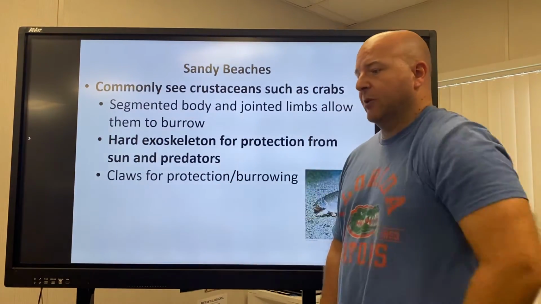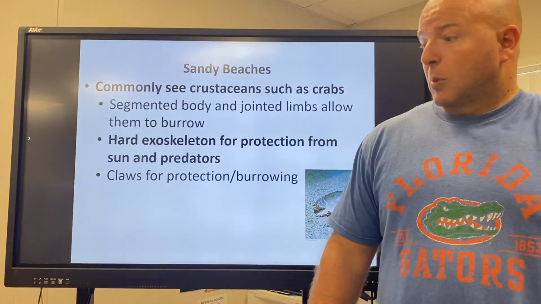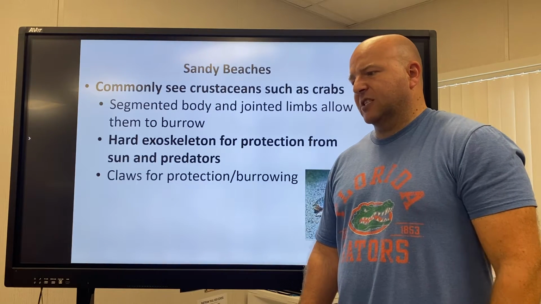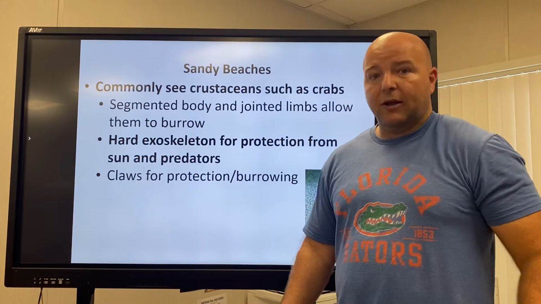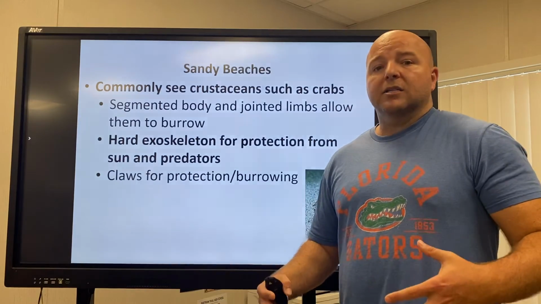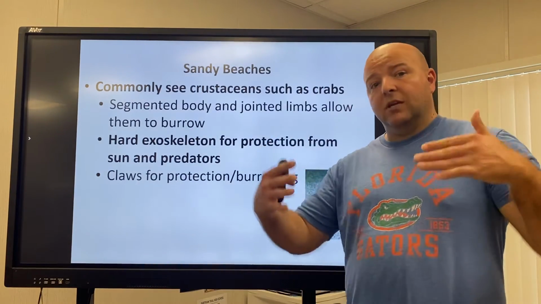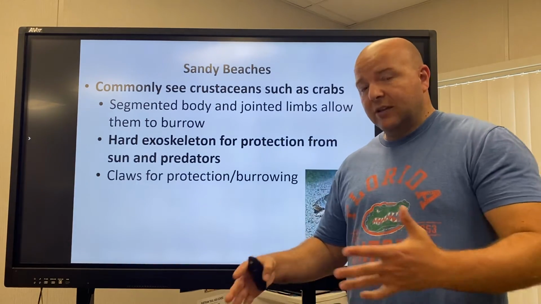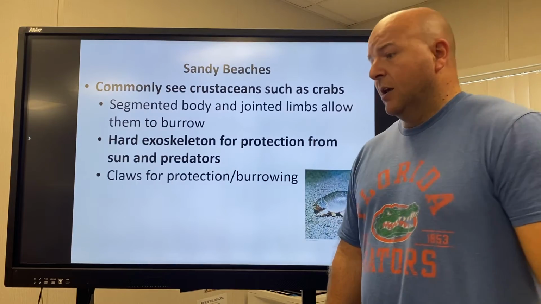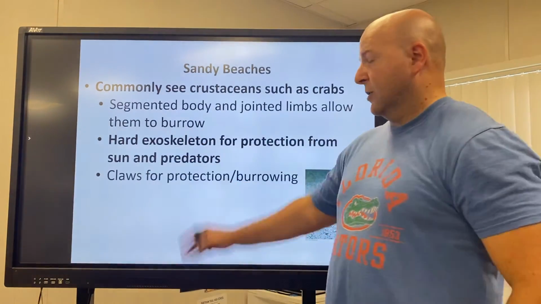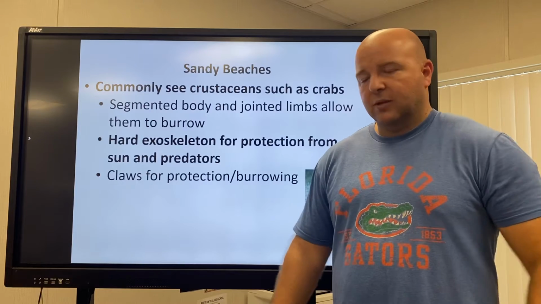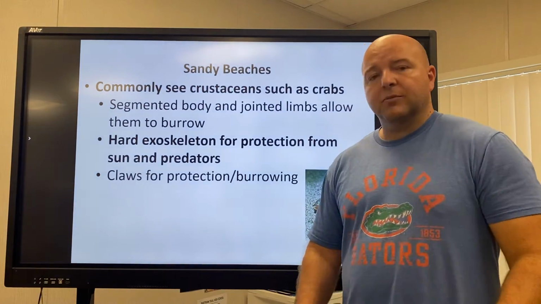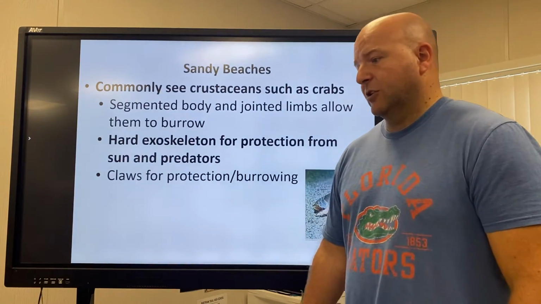Some of the things that we might commonly see are smaller crustaceans usually, such as crabs, things that have a segmented body, jointed limbs that allow them to burrow into the sand. Sometimes being in the sand is better than being in the sun. So a lot of these are going to be creatures that have a way to get underneath to be able to protect themselves from the sun. And even then, a lot of them will also have a hard exoskeleton that's going to help protect them from sun exposure as well.